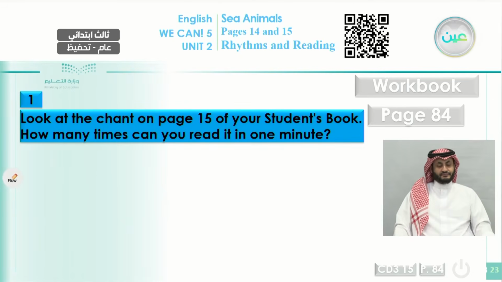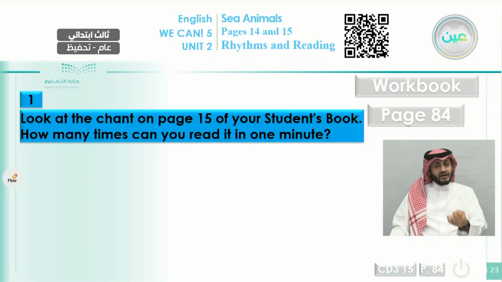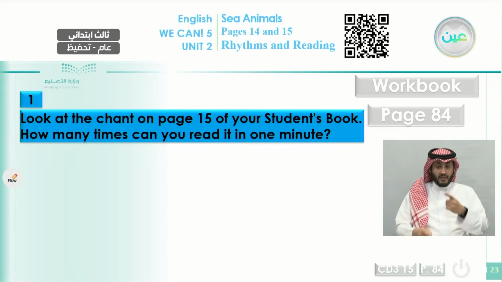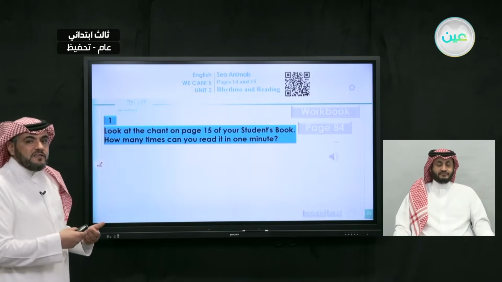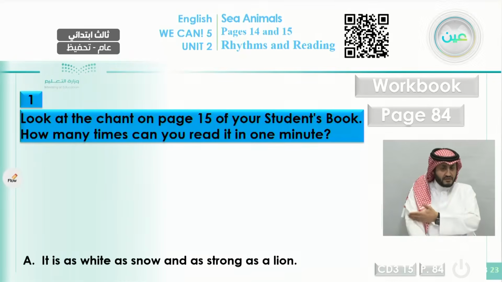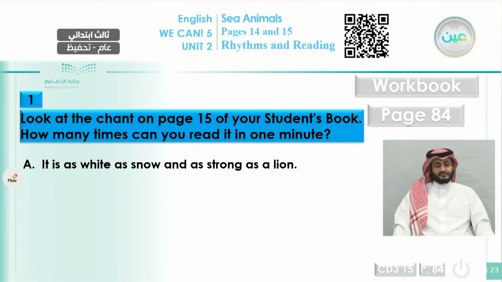Okay, we move to the next page, which is page 84 in your workbook. Look at the chant, page 15, that we have read a while ago. So you need to look at this chant on page 15 in your student's book, and you need to know how many times you can read it in 1 minute. So as we said before, you have to train yourself reading and listening at the same time. This will help you improve your ability to read fast. So this is the main goal of this question. Okay, so let's have one of your colleagues reading these sentences, and we'll see how fast she is.